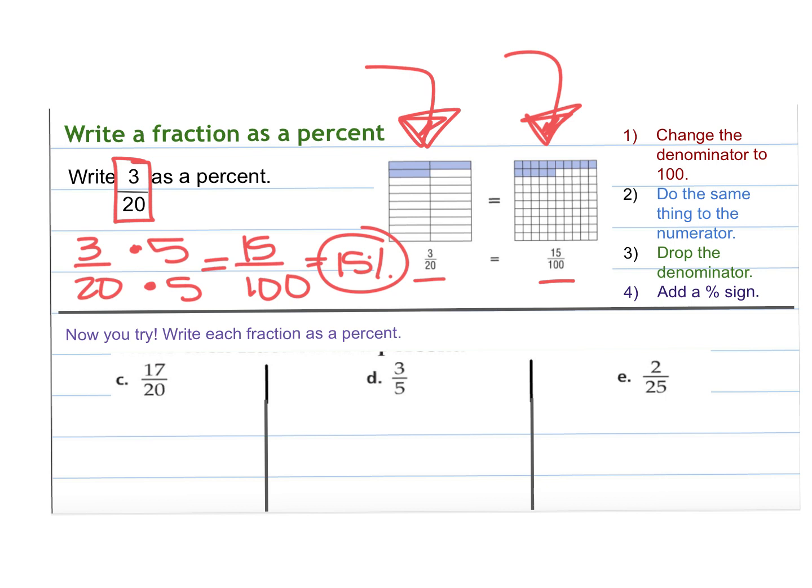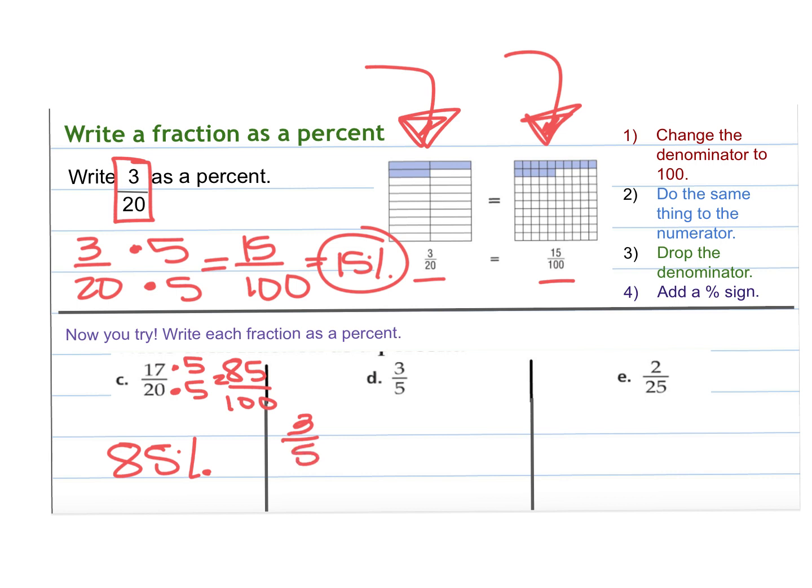Let's do a couple more together. 17/20ths. So again, I know that if I multiply 20 times 5, and I do the same to my numerator, 17 times 5, I would get 85 over 100. Drop my denominator, and it is 85%. You need to get the fraction to be over 100 because, as we said, a percent is out of 100. So you need to do whatever it takes to change the fraction to hundredths. Then you can make it a percent.